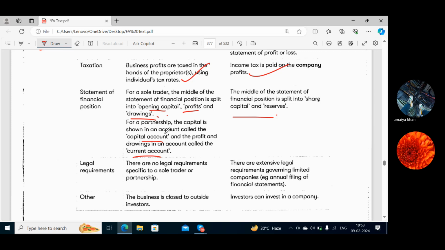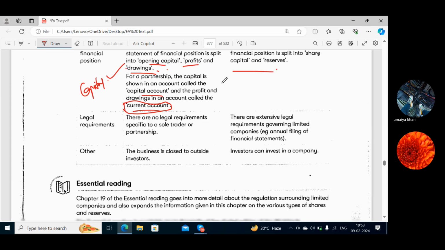So here there are two methods: fixed method and fluctuating method. What they do is show capital in one account in the partnership form of business. You have done that in your intermediate as well, right? And whatever changes happen in the business, like drawings and other payments they make to themselves, they always show all the changes in the current account.